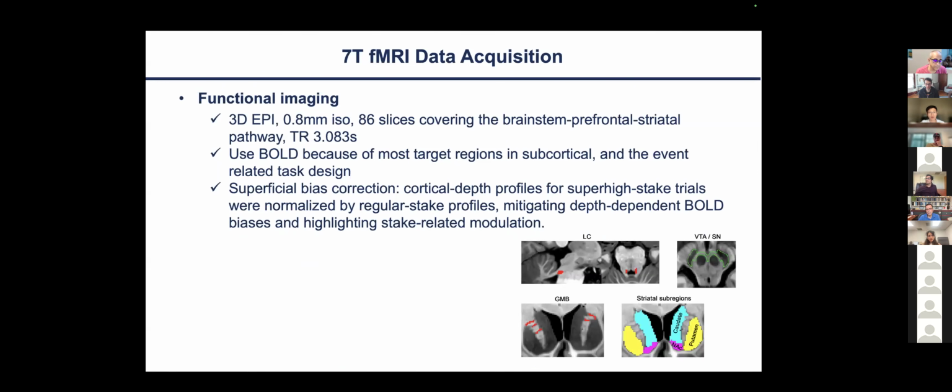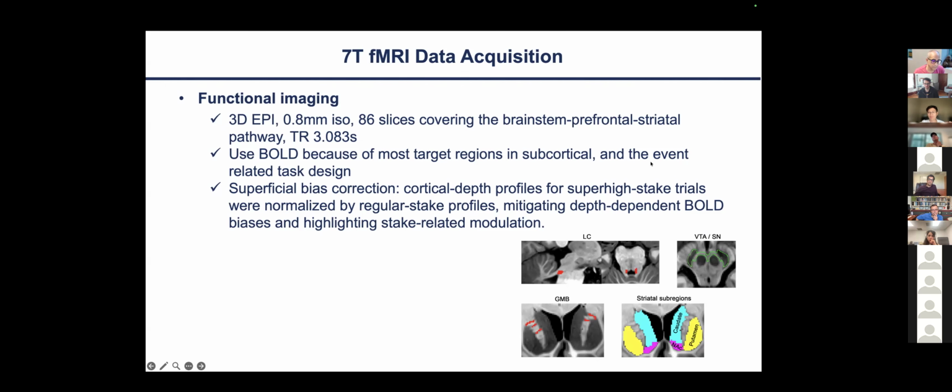For our acquisition, we use 7T high resolution fMRI. For the functional images, we use 3D EPI at 0.8 millimeter isotropic resolution, with 18.6 slices covering this brainstem-prefrontal-striatal pathway, with a TR of around 3 seconds. And we are using BOLD here because a lot of our targeted regions are subcortical, like the LC, striatum, gray matter bridge, and VTA.